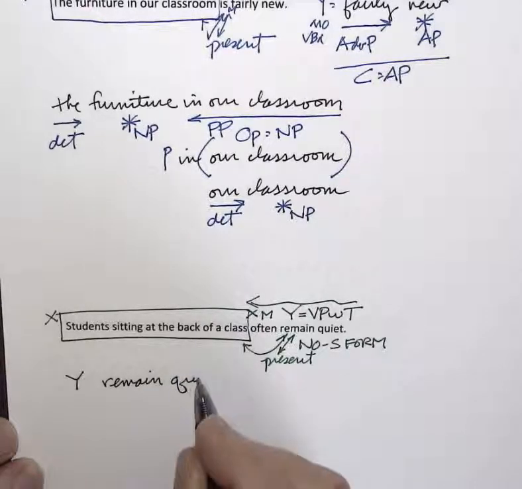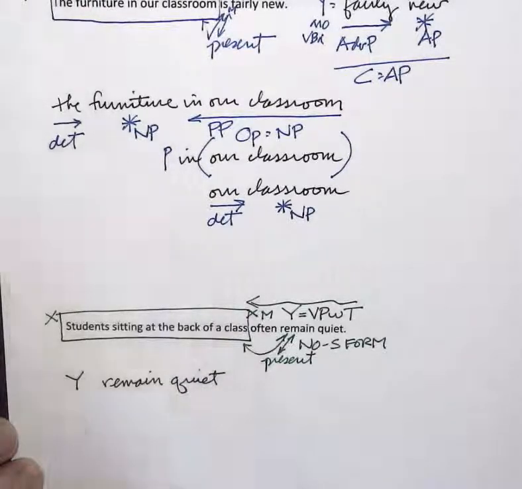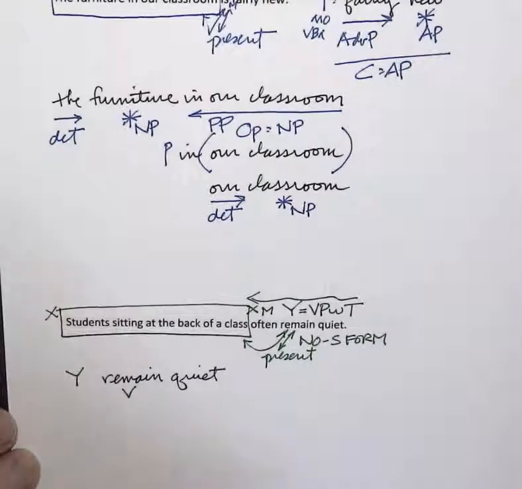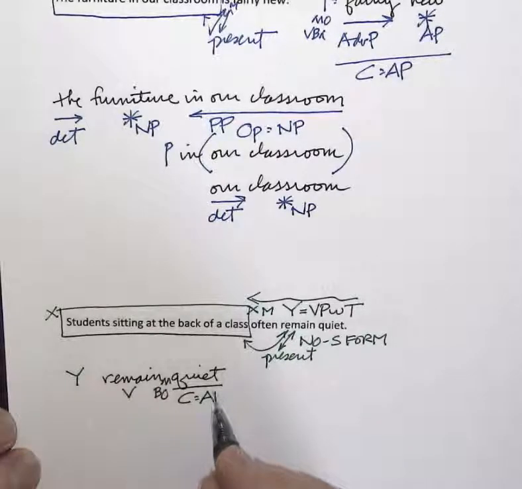Remain quiet, and remain is the verb. Now this type of verb doesn't really take an object. Particle, object, and quiet is the complement. That's an adjective phrase.